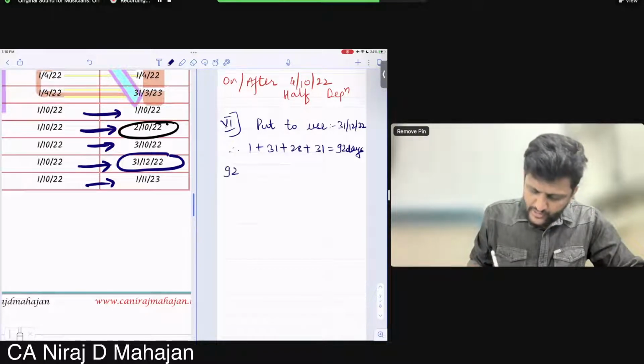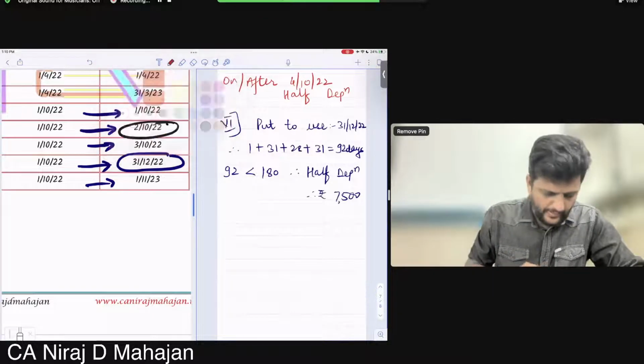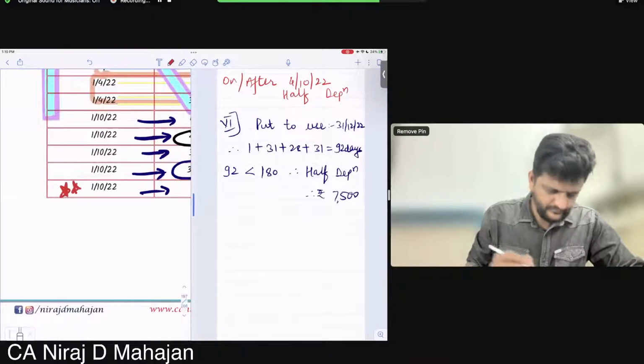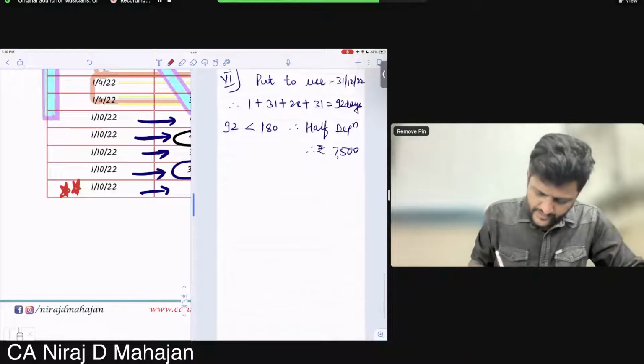But 92 is obviously much less than 180 days, therefore half depreciation, which is rupees 7,500. Yes, tell you. Done. And last case, case 7, children, give a star mark over there.